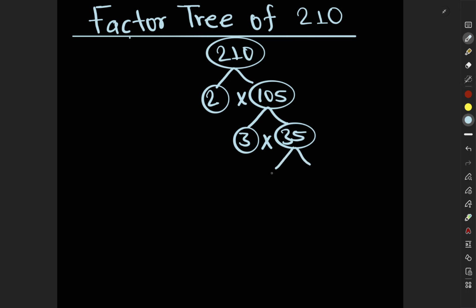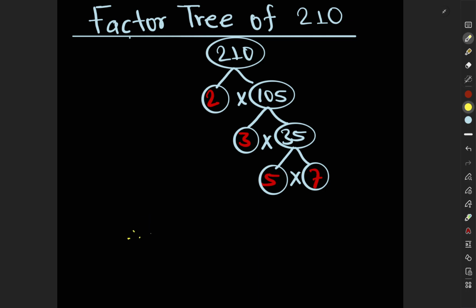35 can be written as 5 times 7. 5 times 7 means 35. So now we have to select the prime numbers among these numbers. So the prime numbers here are 2, 3, 5 and 7.